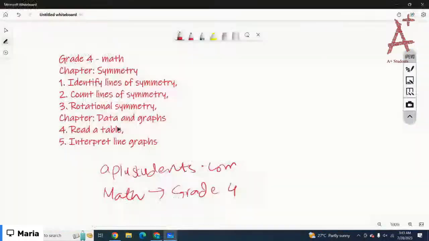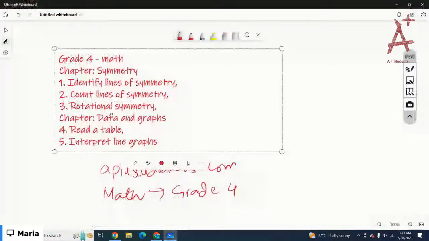Okay, so we are working on grade 4 math. We have started with the chapter symmetry. The lessons we have covered today are identify lines of symmetry, count lines of symmetry, then rotational symmetry. Then we have started the chapter data and graphs. The lessons we have covered are read a table and interpret line graphs.